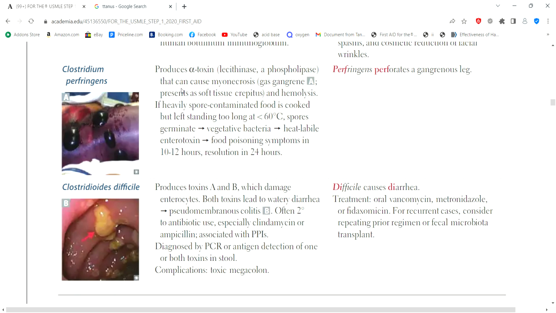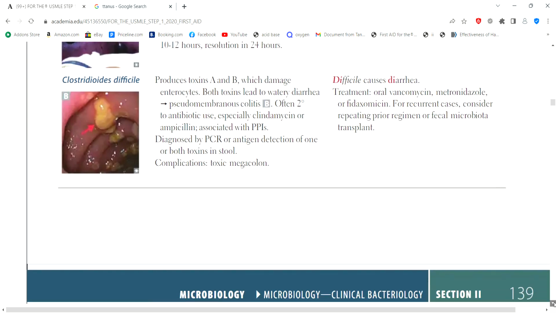Think of exotoxin like exit: once you have exotoxin, it's exit, exit stage left. All right, that's it for today. We are done with that.